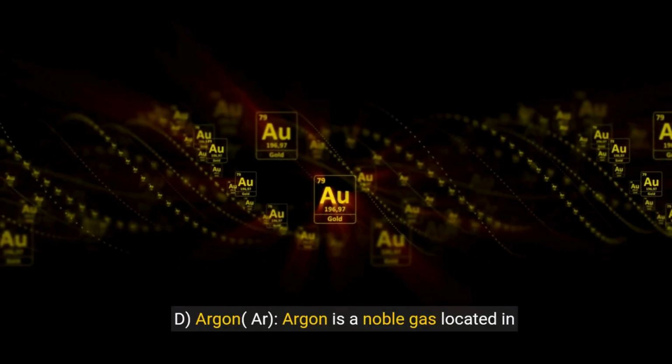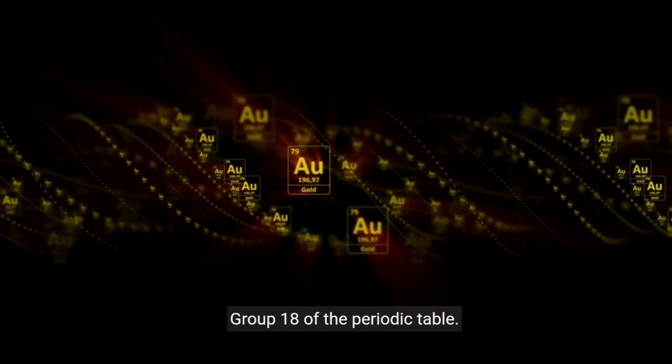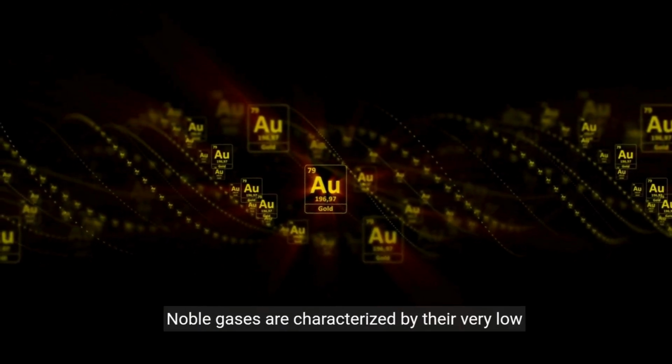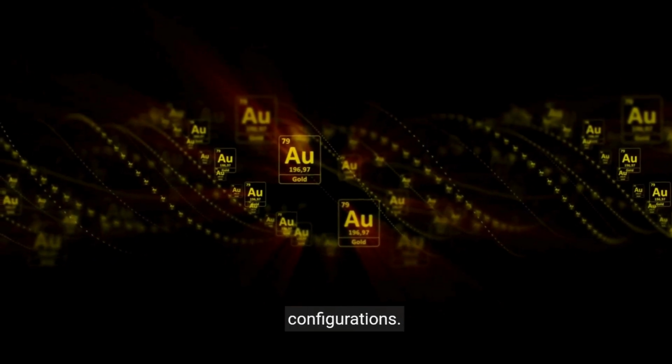D. Argon. Argon is a noble gas located in group 18 of the periodic table. Noble gases are characterized by their very low reactivity due to their stable electron configurations.